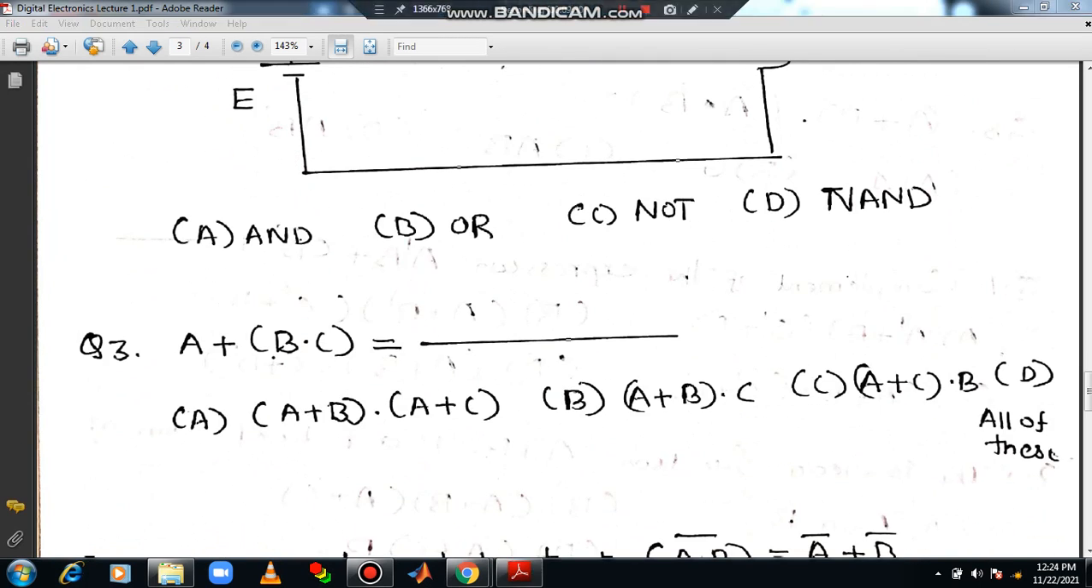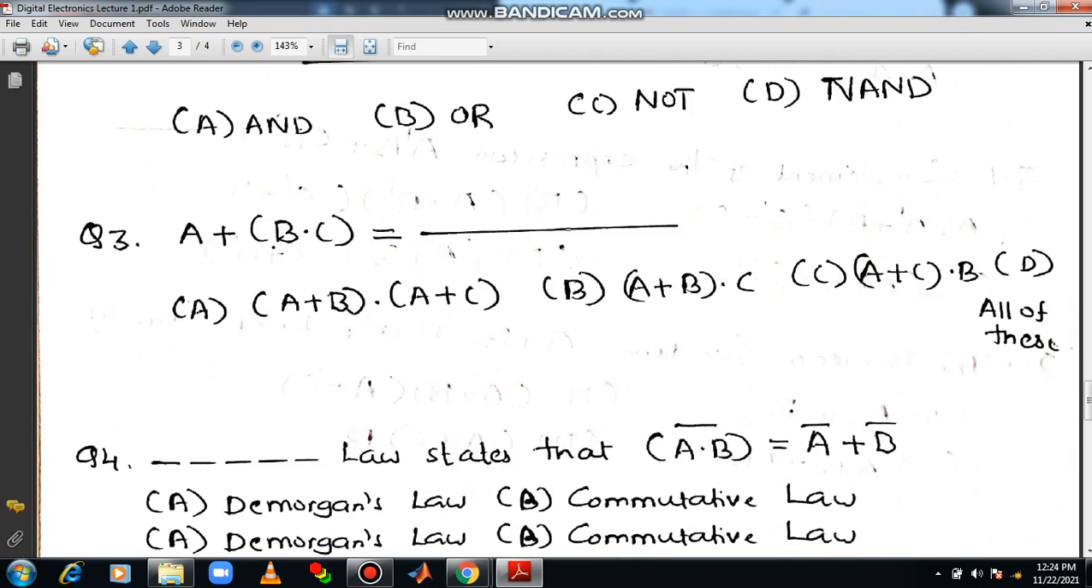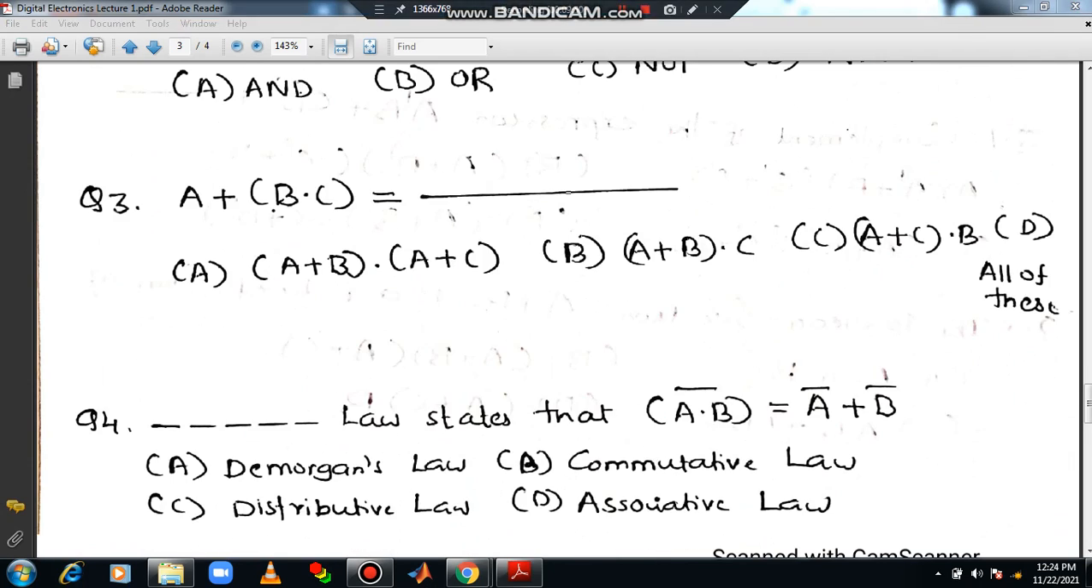Now we can apply the rule which you studied. So you must have studied the distributive rule. A plus B dot C, that means A or (B dot C), is equal to, what is the right answer? (A plus B) dot (A plus C). So option A is the correct answer. Then the statement related to De Morgan's law. A dot B whole bar is equal to A bar plus B bar. So please select option A. This is regarding De Morgan's law.